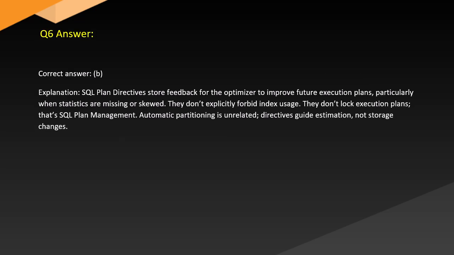Answer. Correct answer, B. Explanation. SQL plan directives store feedback for the optimizer to improve future execution plans, particularly when statistics are missing or skewed. They don't explicitly forbid index usage. They don't lock execution plans. That's SQL plan management. Automatic partitioning is unrelated. SQL plan directives guide estimation, not storage changes.